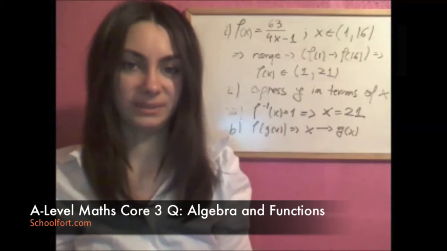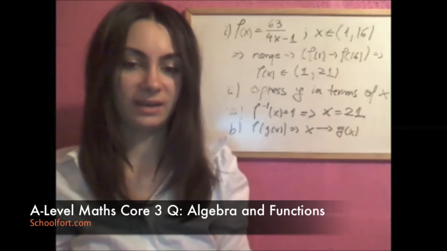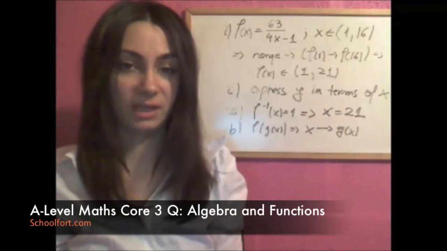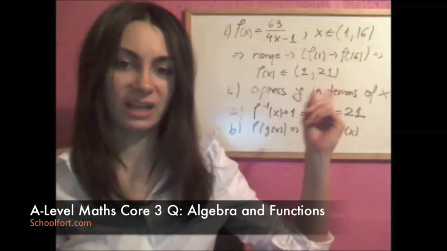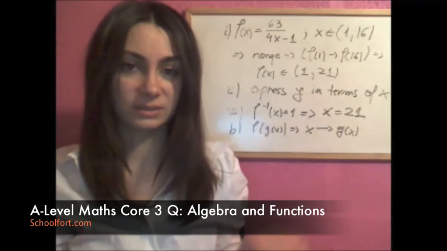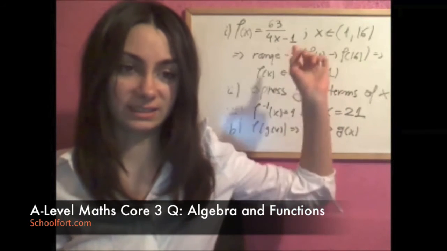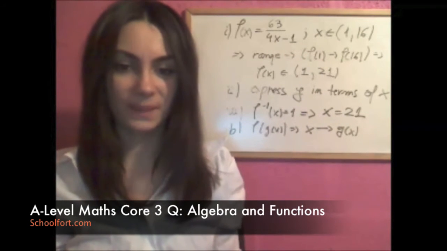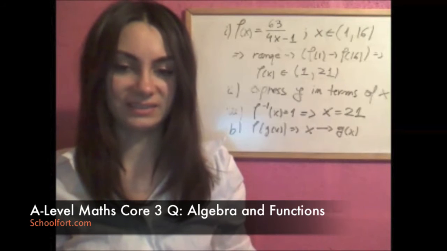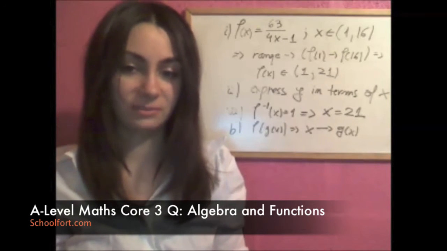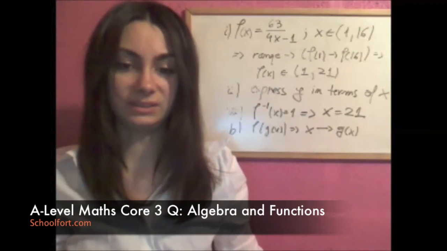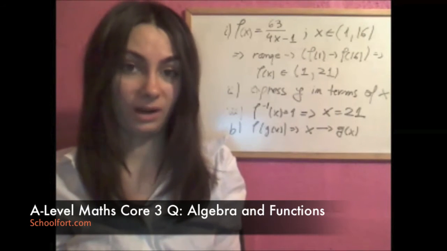Now in part 2, to find the inverse function, we write that y equals 63 divided by 4x minus 1, which is actually f of x. So we just replace f of x with y. Instead of writing f of x is that, we write y is 63 divided by 4x minus 1. To find the inverse function, we express x in terms of y. So we write that x is equal to 63 divided by 4y minus 1.